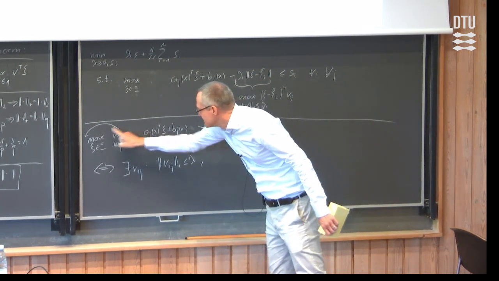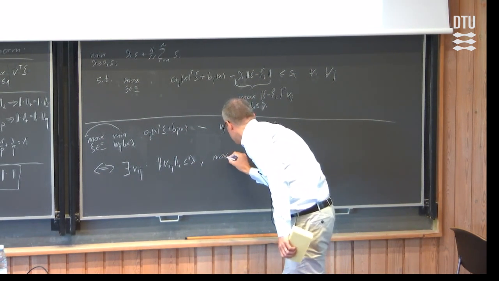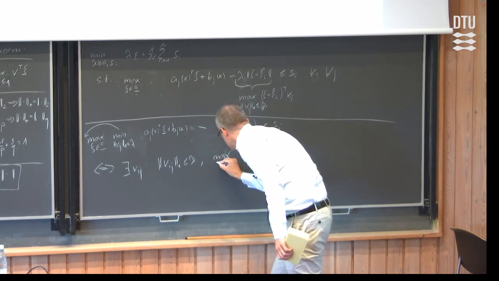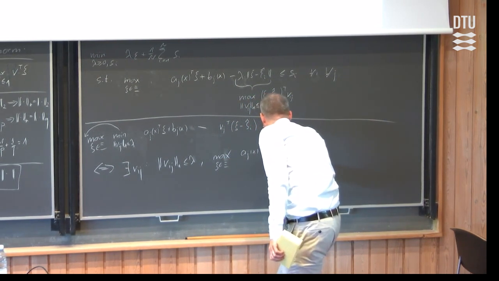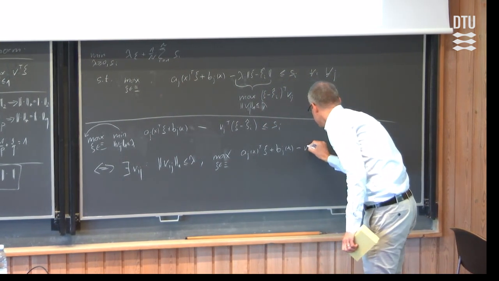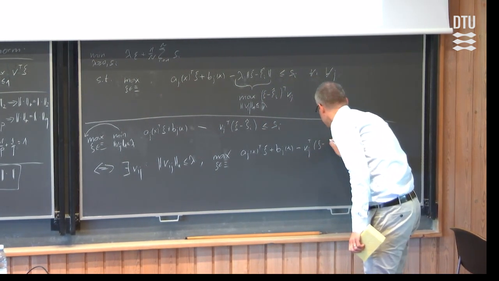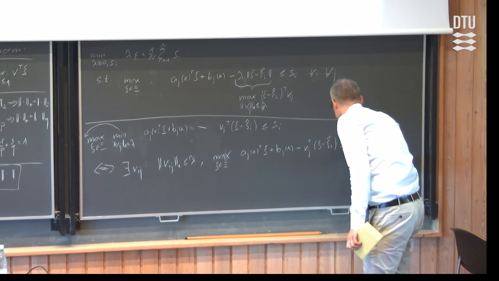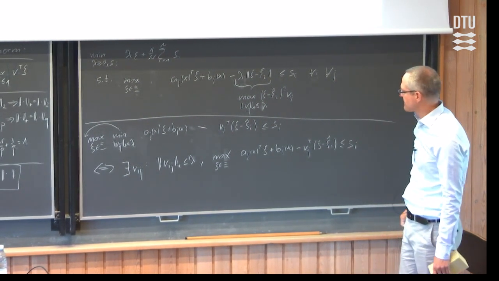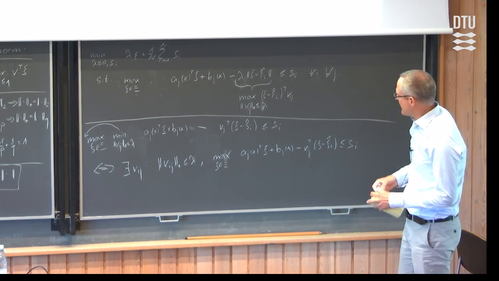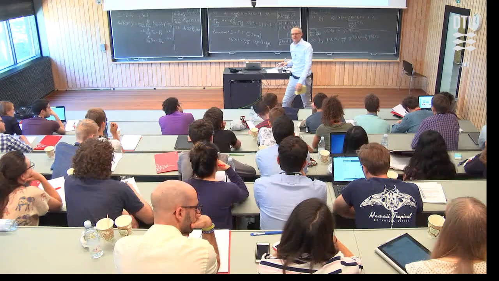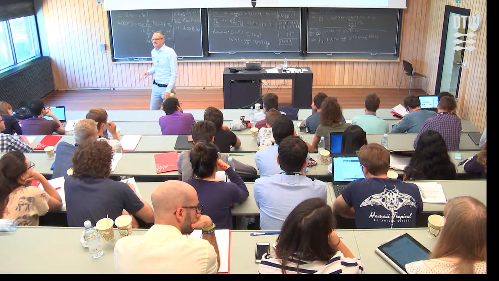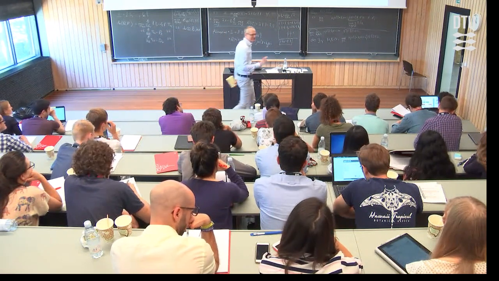The objective function is the max, which is inside, right? Max over xi in Xi of a_j(x) transpose xi plus b_j(x) minus v_ij transpose (xi minus xi hat_i) should be smaller or equal to s_i. Okay. And now I'm going to do a shortcut, okay? I'm just telling you what needs to be done. And it's easy to finish it. But it will take some time, so I don't want to do it.